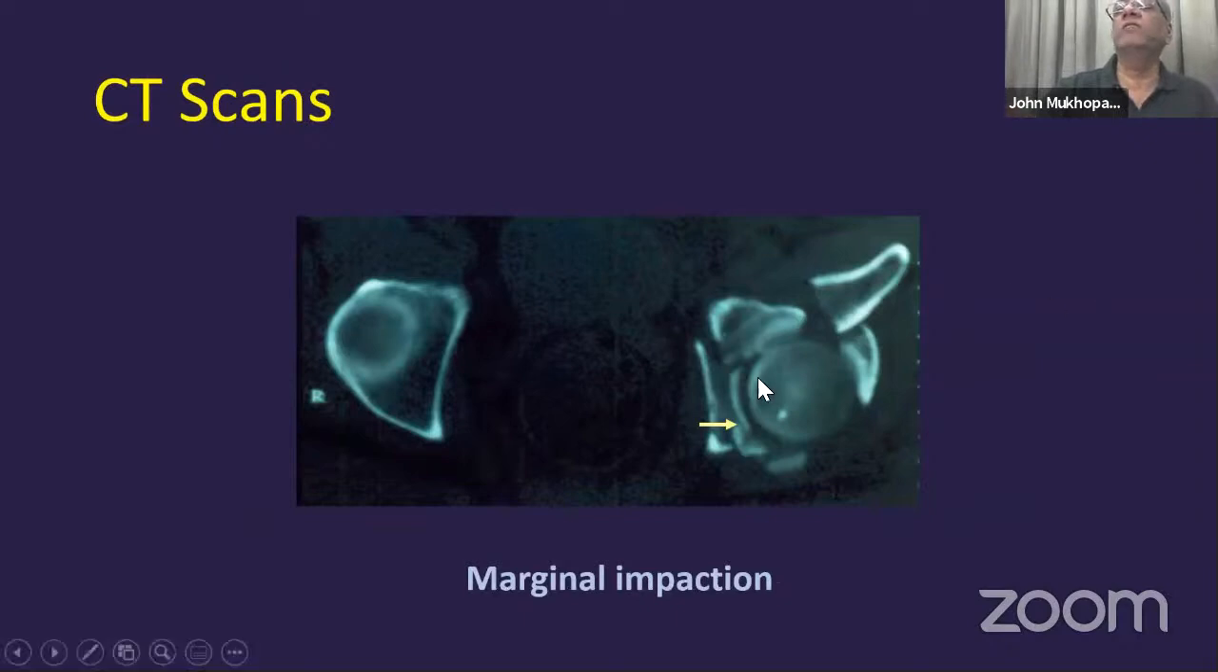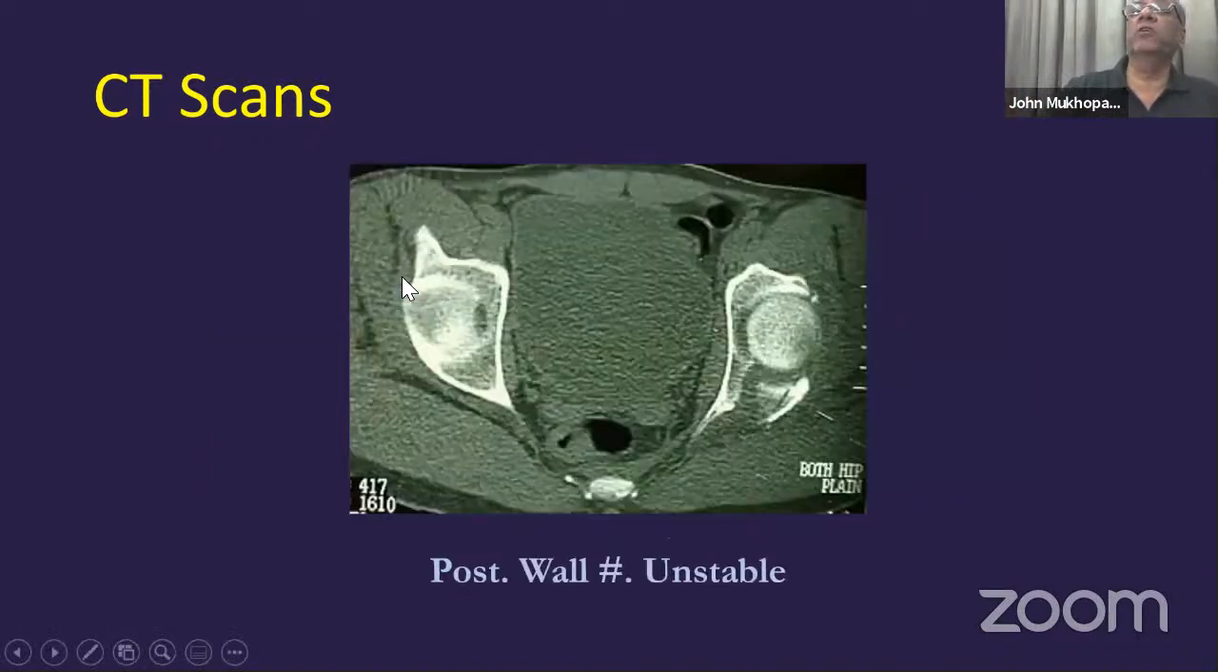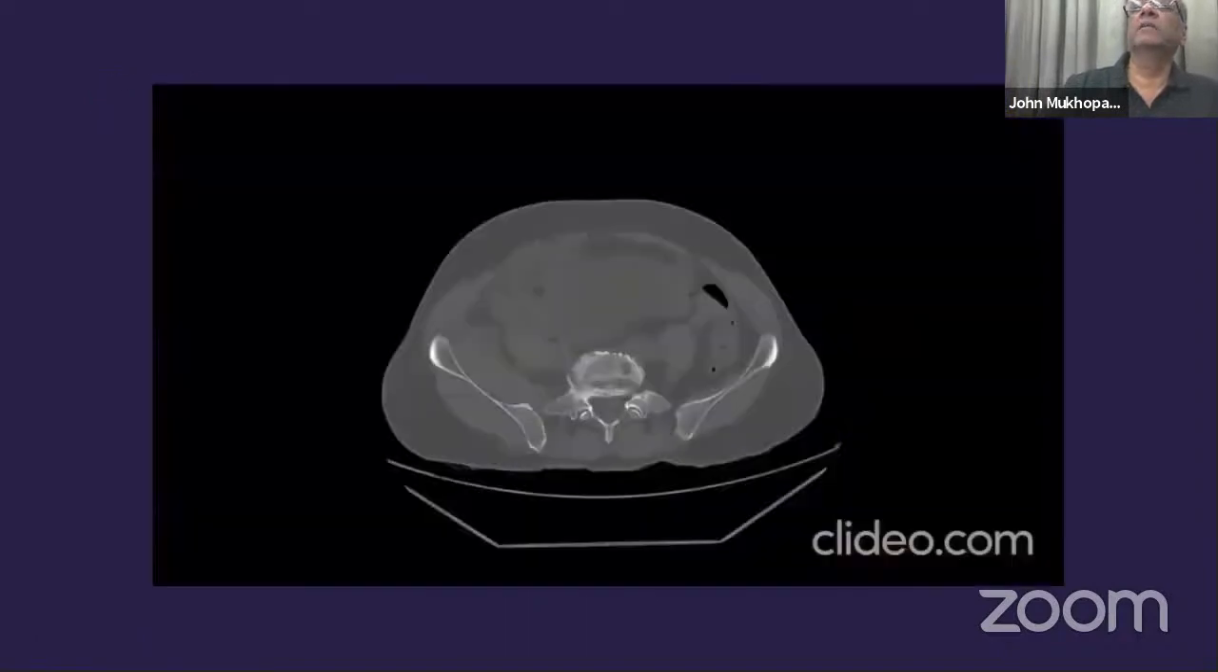And marginal impaction, which we talked about, you can see how this part of the articular cartilage is impacted into the acetabular bone. And unless you elevate it, you will not get a congruent reduction of the joint. You also need it to look at the posterior elements. Okay, now even in an acetabular fracture, you can have a combined pelvic injury, especially the posterior elements, the sacral fracture, etc. is something which is again difficult to see on the X-ray. So the CT will help you decide that.